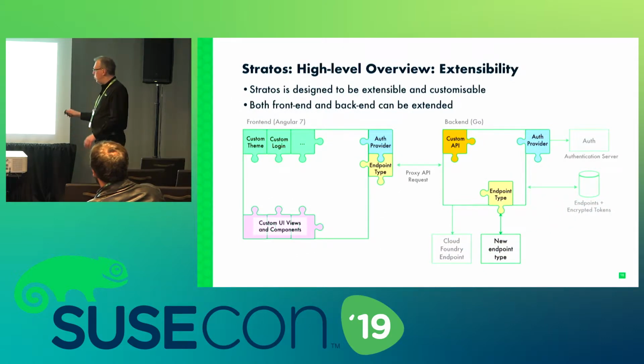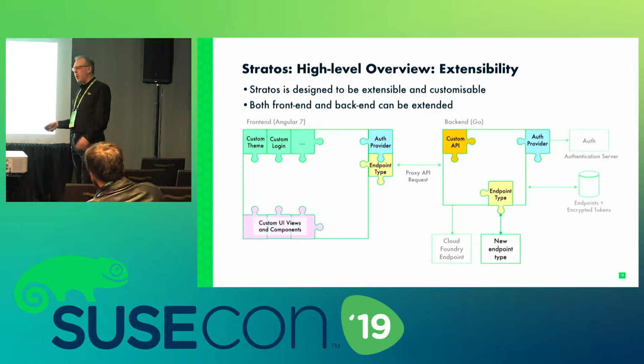Again, I won't say too much, but one of the other key things that we've done with Stratos is to make sure that it's extensible and customizable. The blue ones let you customize existing features within the Stratos UI. I'll come on to the kinds of things you can do. You can change the theme, for example, or change the login screen. You can also add custom components, the purple ones. On the back end, you can add your own APIs. And across the board, you can add in new endpoint types and new authentication providers. I'll show how we've used that to add in support for Kubernetes further down the line.